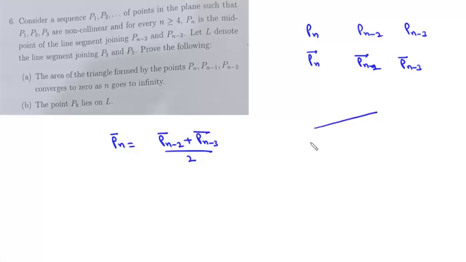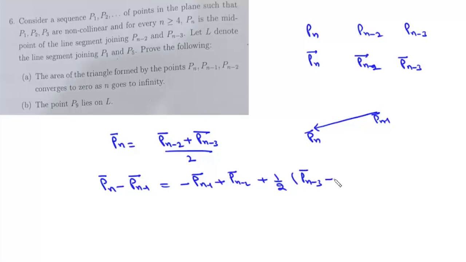Now if you look at the points Pn and Pn minus 1, then the line segment between them is given by Pn minus Pn minus 1. So what I'll do is write this as Pn minus vector Pn minus 1, and I'll add Pn minus 2 and subtract Pn minus 2. So it'll be this plus 1 by 2 (Pn minus 3 minus Pn minus 2). Now this vector Pn minus 1 will constitute the length of the triangle.